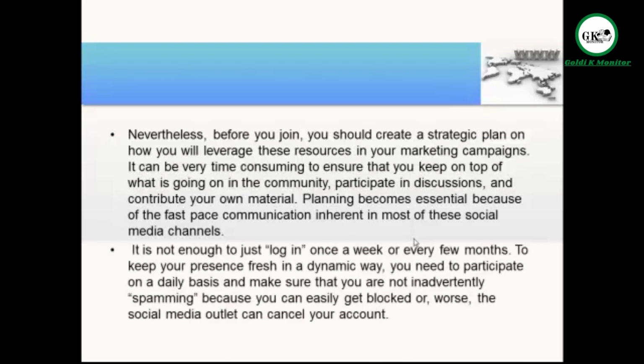It is not enough to just log in once a week or every few months. To keep your presence fresh in a dynamic way, you need to participate on a daily basis and make sure that you are not inadvertently spamming, because you can easily get blocked, or worse, the social media outlet can cancel your account.